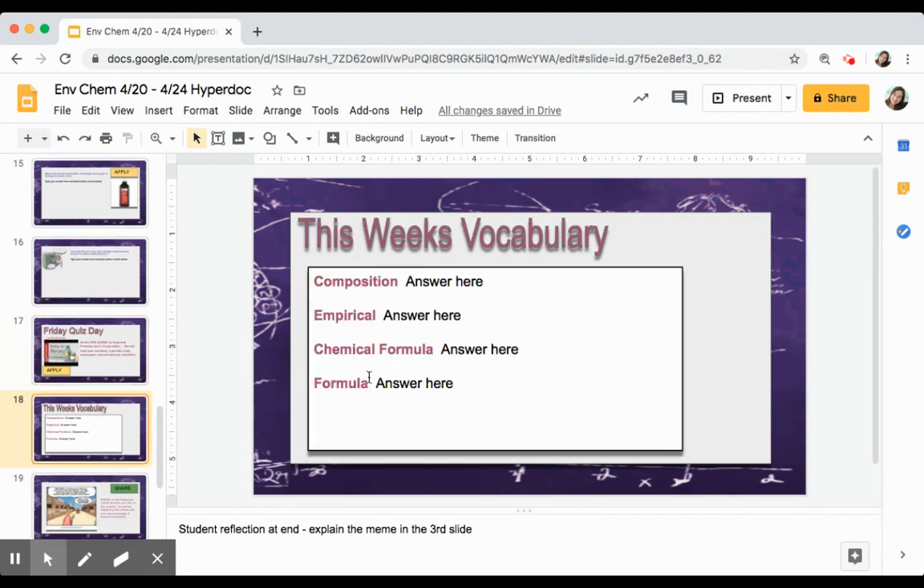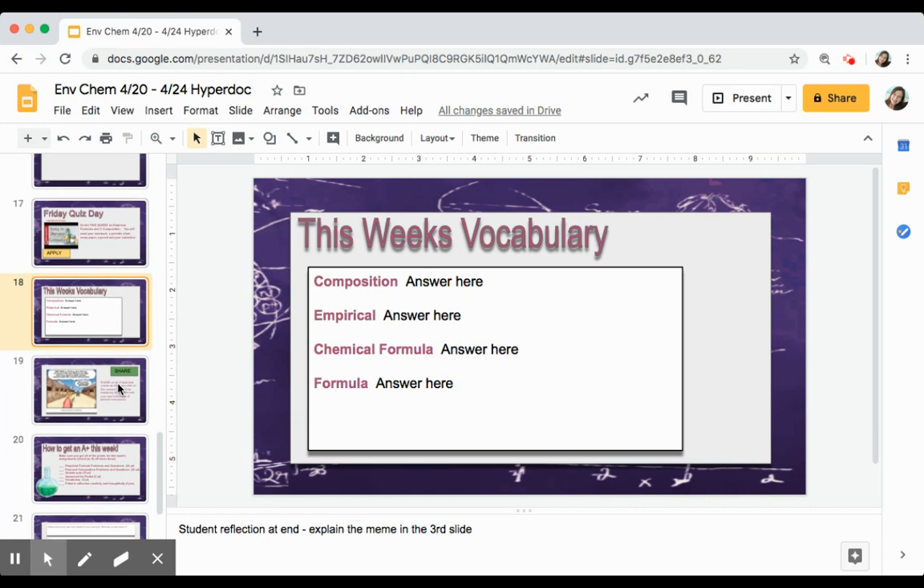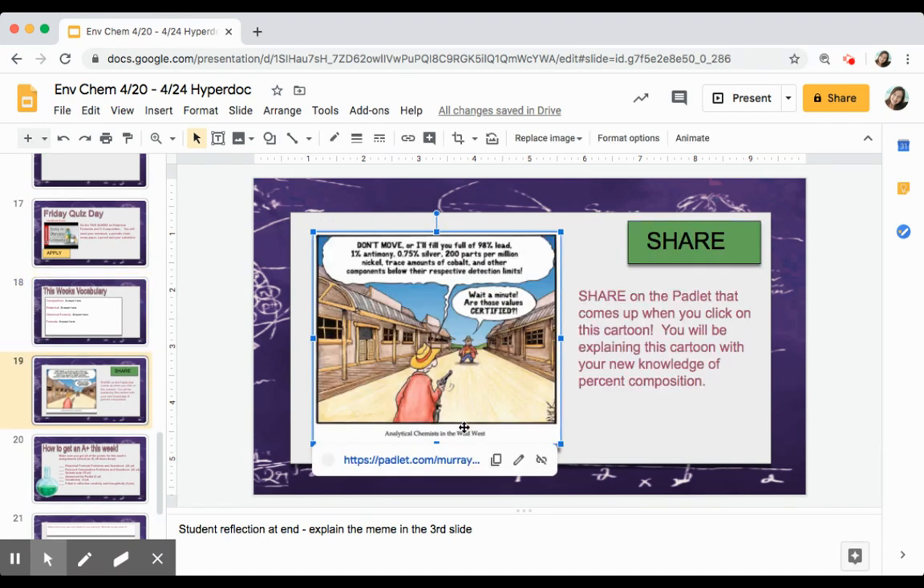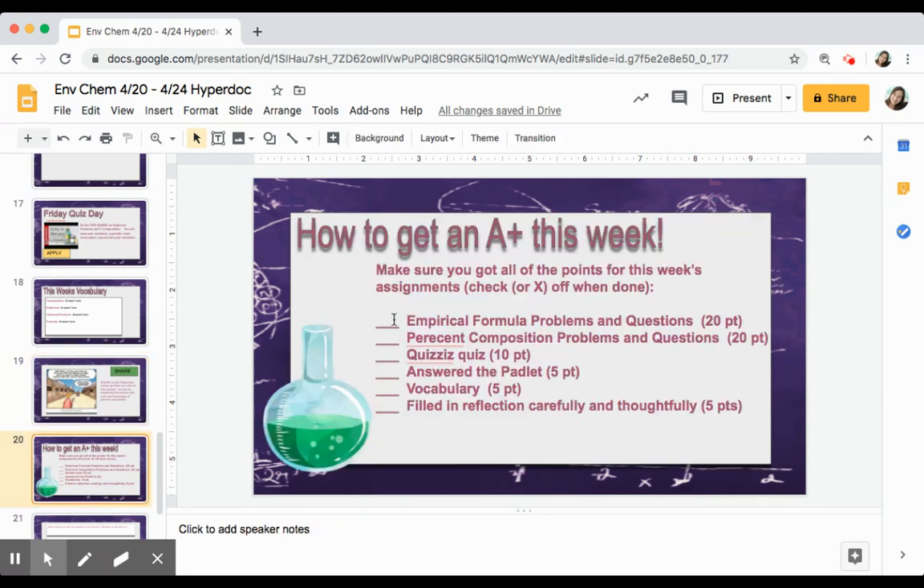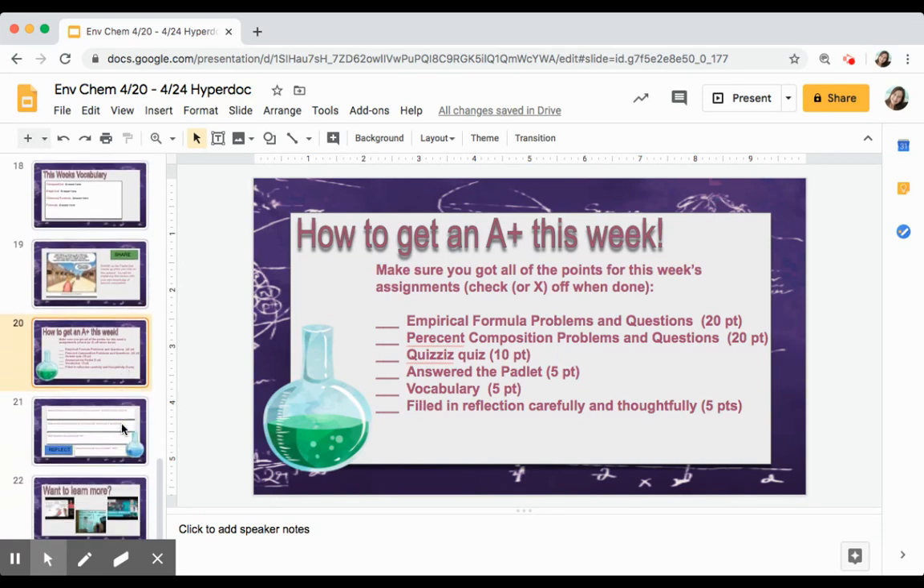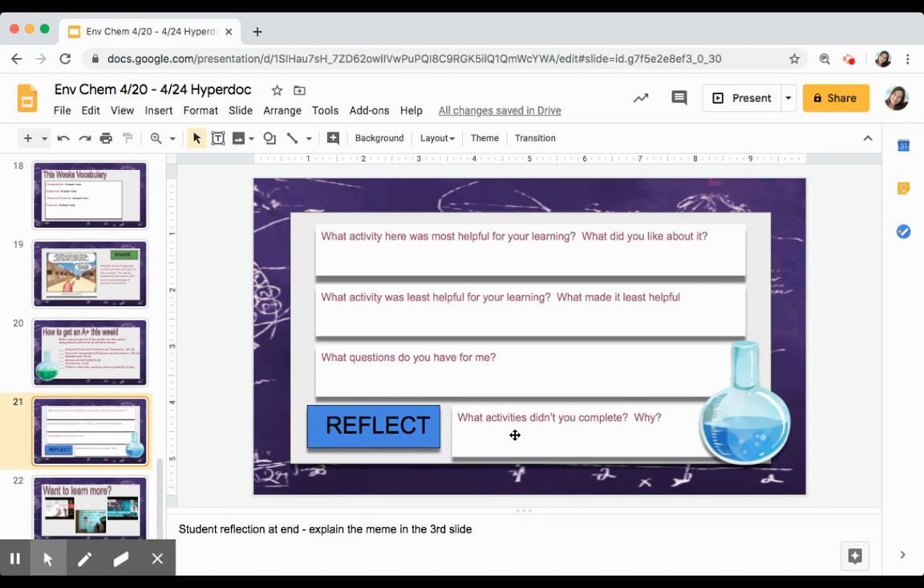There are a few vocabulary words. Make sure you answer them. Click on this and you'll see a Padlet. Go to the Padlet, and you're explaining this cartoon in terms of what you learned. Check off. Make sure you did everything this week if you want to get all the points. Don't forget the reflection.